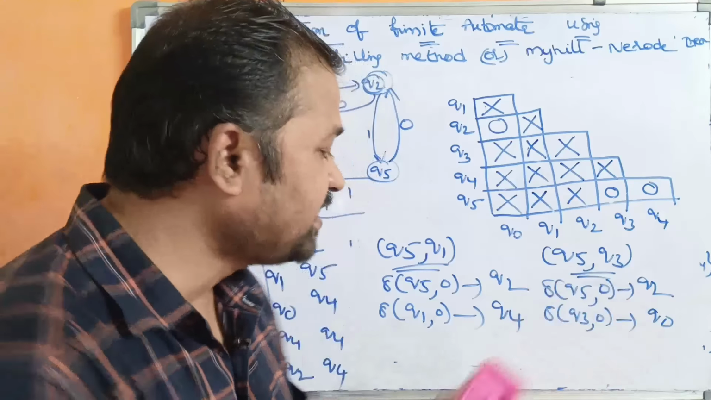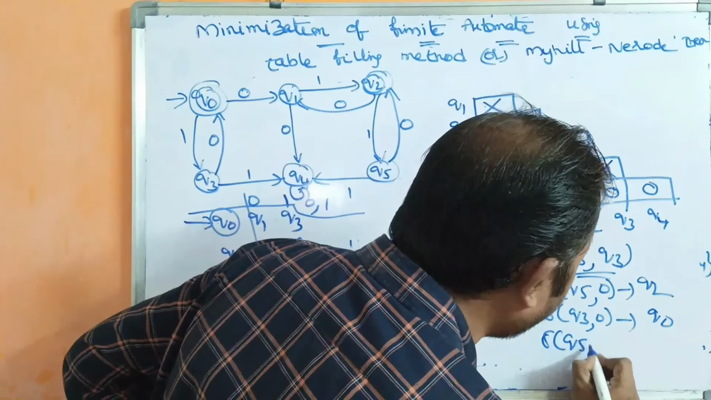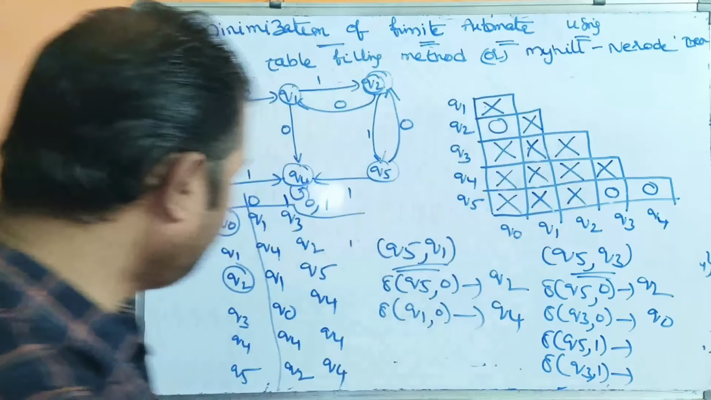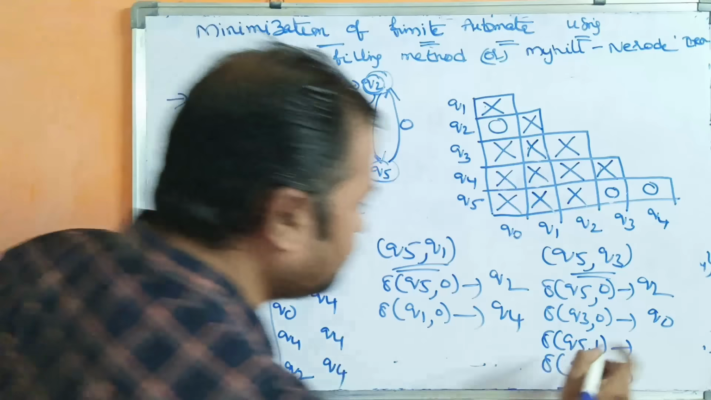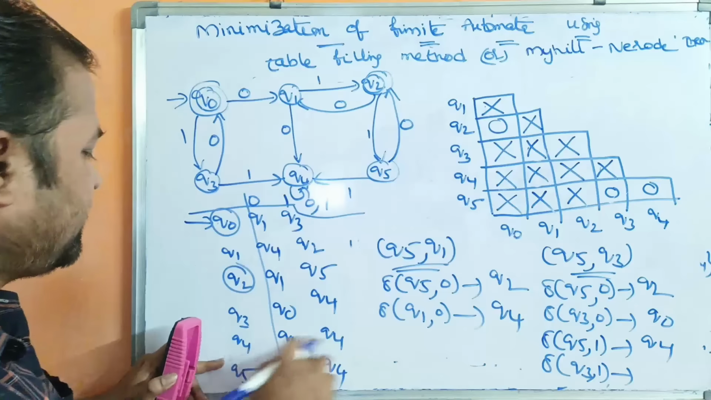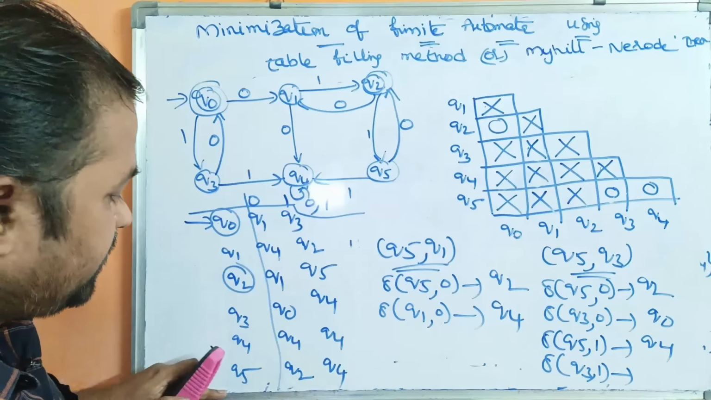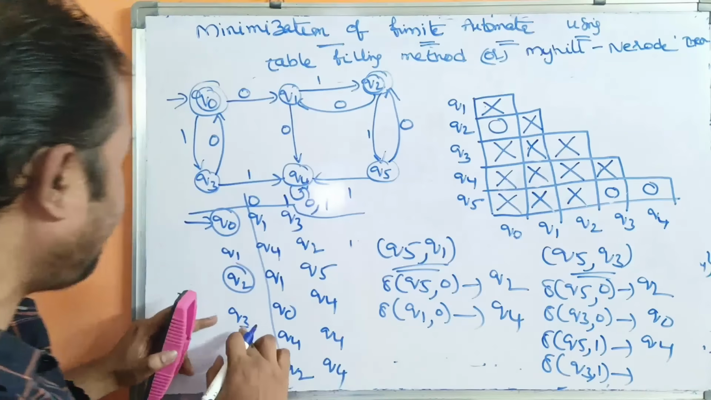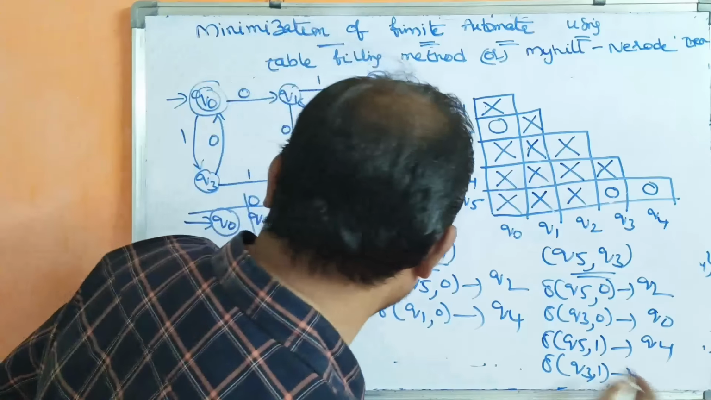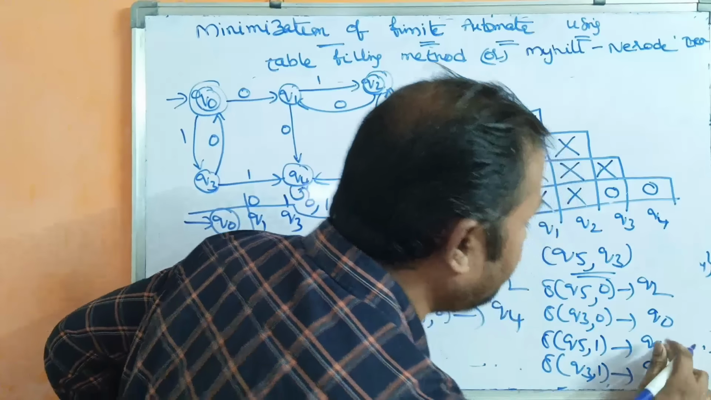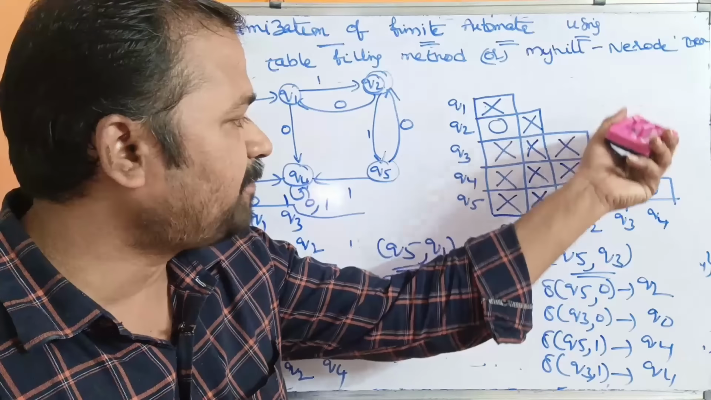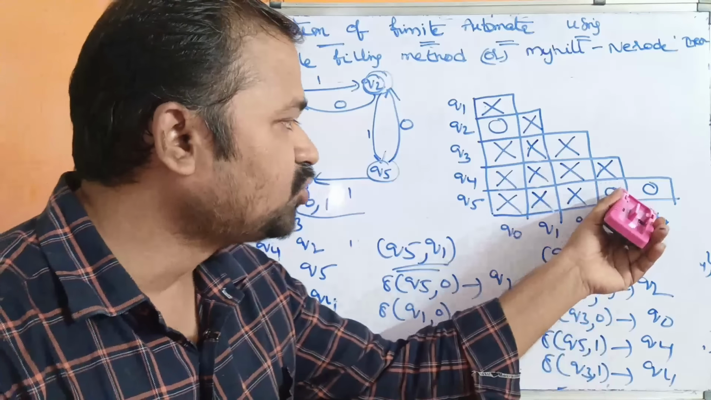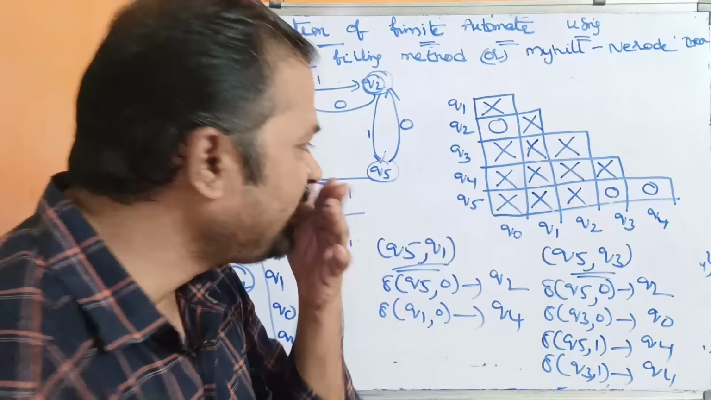So now let us apply the 1 input symbol: delta of Q5 comma 1, delta of Q3 comma 1. Q5 comma 1 means Q4, and Q3 comma 1 means Q4. Here we got Q4, Q4, but we don't have a pair like this. We don't have a Q4, Q4 box. So it is not possible to mark this pair.